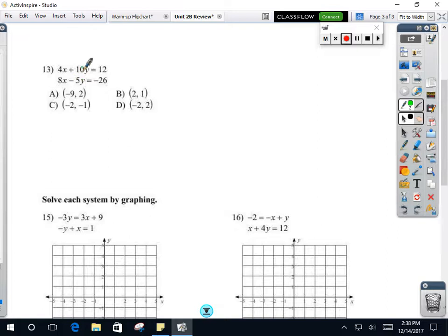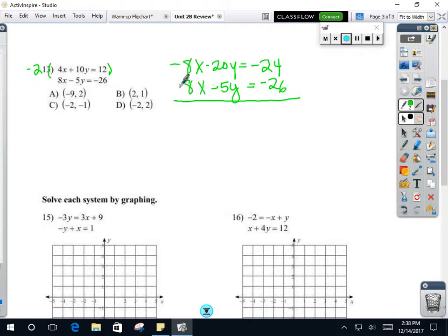Okay, which equation do I need to multiply by and what number? The top by a negative 2. And you're doing that to make a negative 8 sit by this x so that it will eliminate with the 8 below it. So negative 8x minus 20y equals negative 24. Then the bottom stays 8x minus 5y equals negative 26.